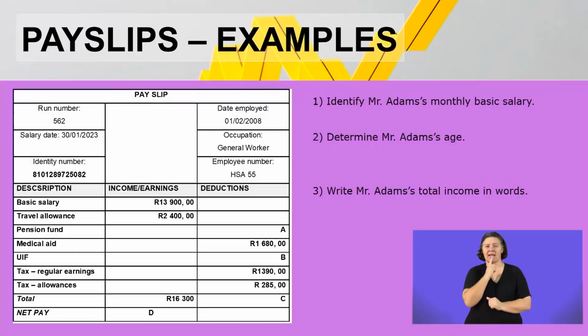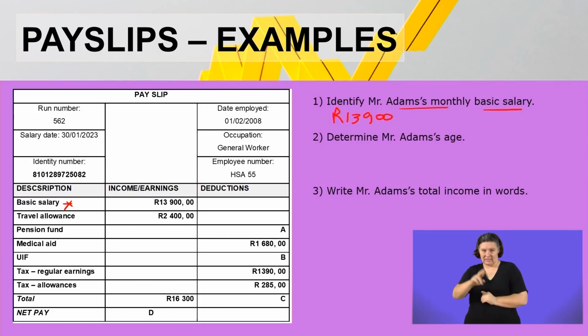So I'm saying here, identify Mr. Adams's basic salary. If I look at the payslip, there indicated basic salary is 13,900. So therefore, I'm going to indicate 13,900 rand. Clear? So it's reading from this document. Then second question, determine Mr. Adams's age. Now, if you look here by identity number, we can see he was born 1981. We are now in the year 2022. So therefore, I'll type in 2022 minus 1981. So Mr. Adams is now 41 years old.